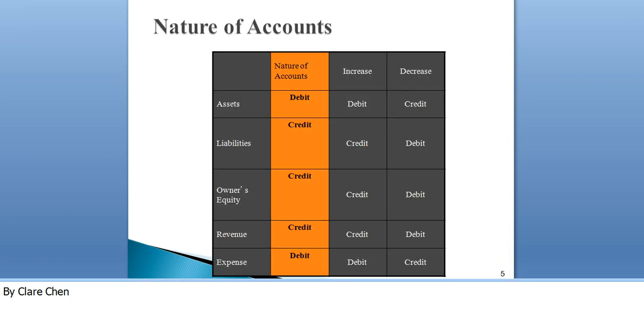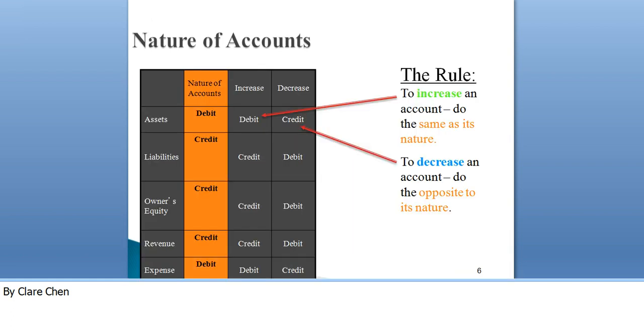It is essential to learn the nature of accounts. The orange color column indicates the nature of accounts, and there are 5 categories of accounts. To learn this, it's probably easier to follow this rule statement. It says to increase an account is to do the same as its nature, and to decrease an account is to do the opposite to its nature.